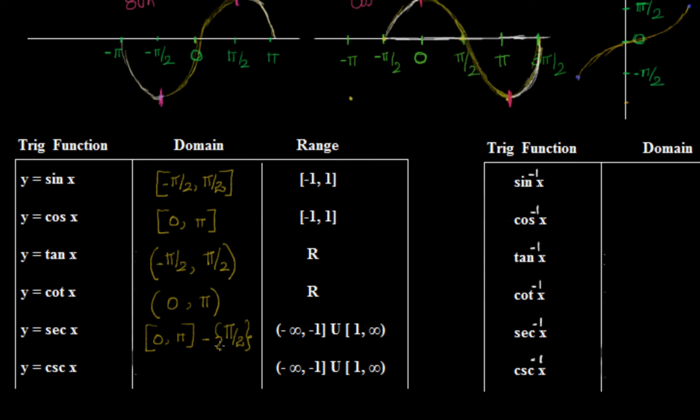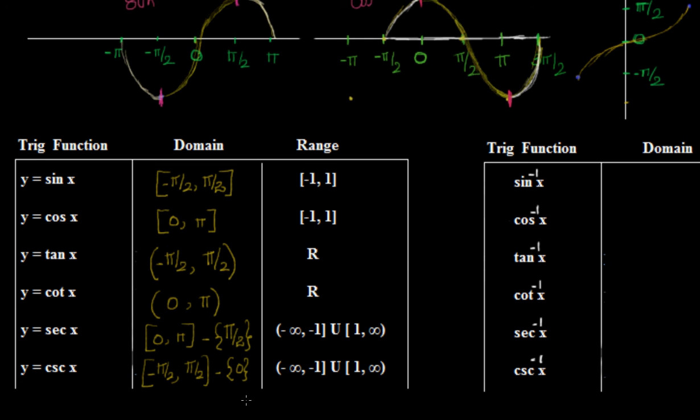Similarly, you can think about cosecant also. Cosecant is 1 by sine. When sine becomes 0, 1 by 0 is undefined. So sine becomes 0 between minus pi by 2 to pi by 2 only at 0. So the domain of cosecant is nothing but minus pi by 2 to pi by 2, minus 0. So this is the domain and range.